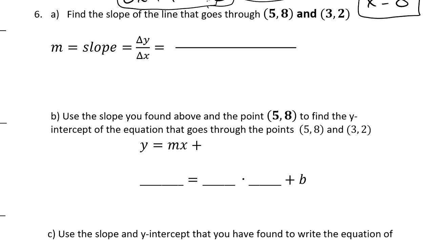On question 6, it says find the slope of a line that goes through these 2 points. And then I give you the definition. I thought I was being helpful. Slope is the change in the y values divided by the change in the x's.